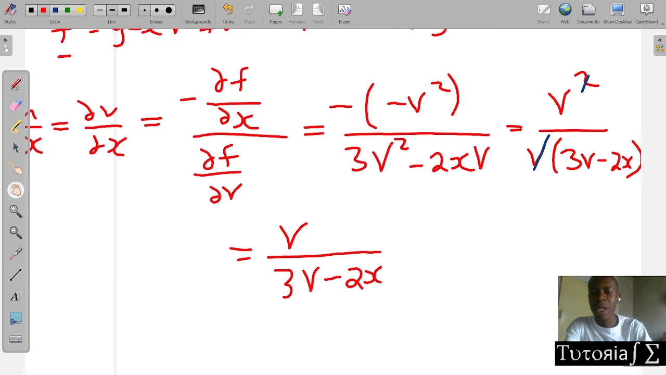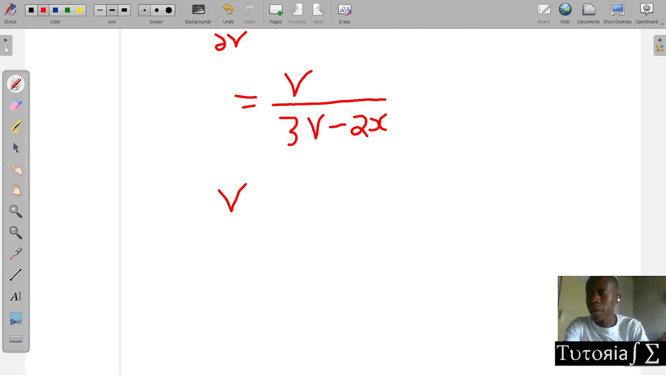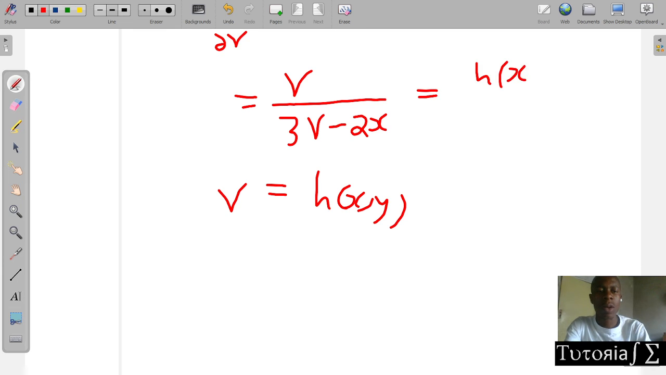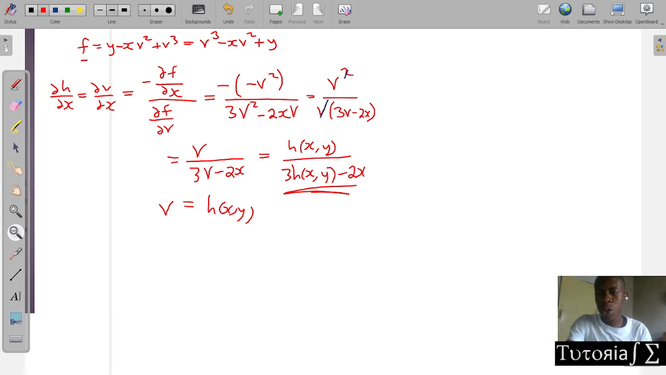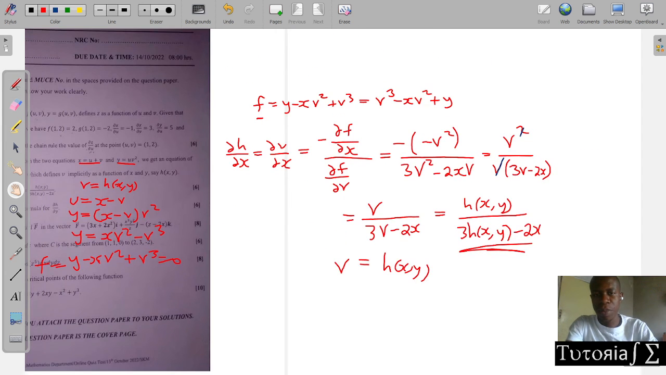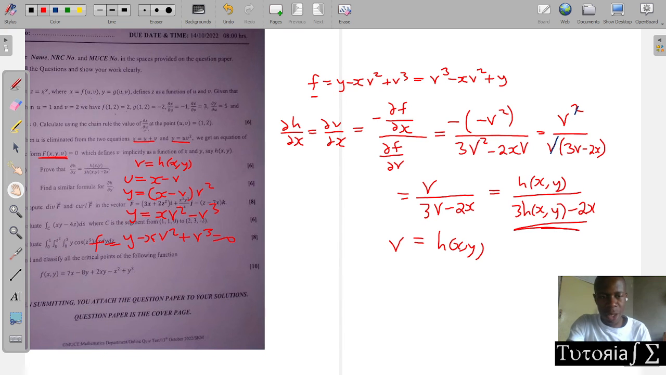But remember what we said. We said that v is equal to h of x comma y. So where there is v, we can replace that. So this is actually equal to h of x comma y all over 3 h of x comma y minus 2x, like that. And we are done. So that is what you were supposed to do to show that the h dx is equal to that.